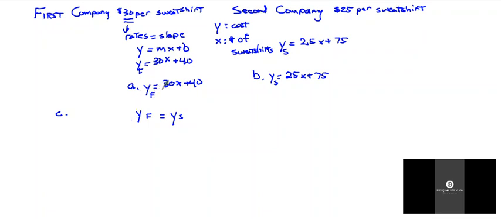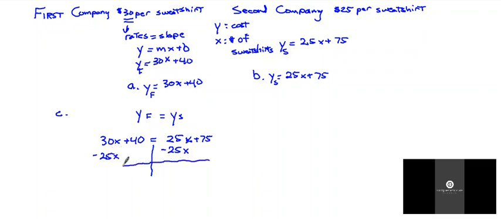So what we're going to do is replace y with 30x plus 40, and replace y with 25x plus 75. And we're going to find out x, how many sweatshirts that is. So we're going to move the x over to the left side of the equation. Let's subtract 25x from both sides of the equation. Okay, so that zeroes out. This is 5x. Bring down the 40. Bring down the 75.